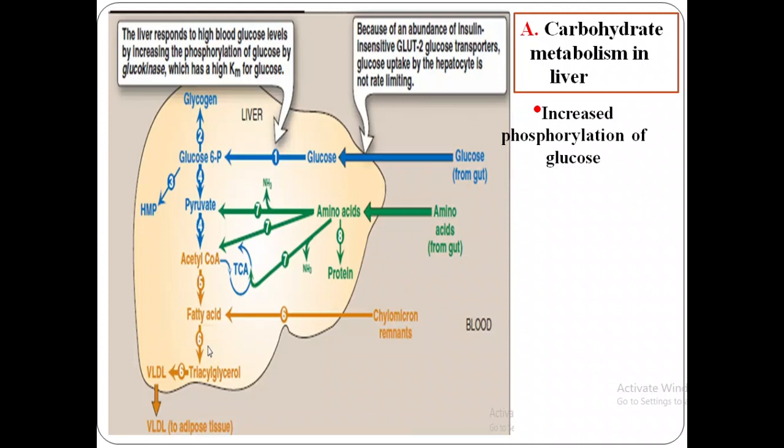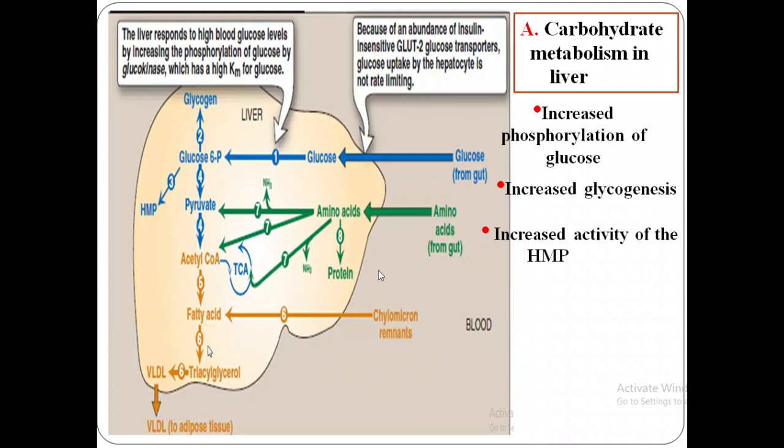Hepatic glucose metabolism is increased also because of increased glycogenesis, that is the synthesis of glycogen from glucose 6-phosphate, by the activation of the enzyme glycogen synthase. It is activated both by dephosphorylation and because of the increased availability of glucose 6-phosphate, its allosteric effector.